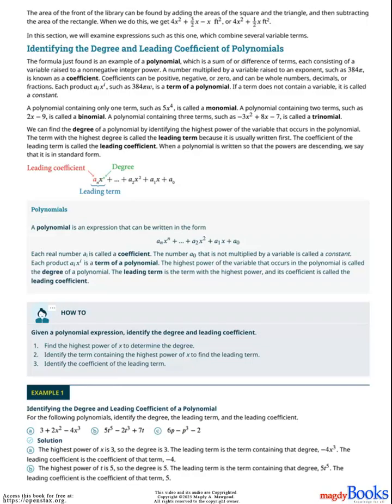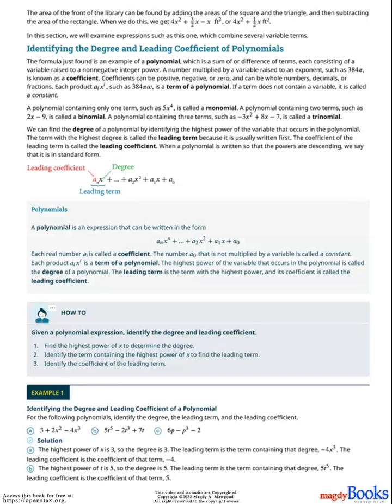Polynomials. A polynomial is an expression that can be written in the form a sub n x to the power of n, plus ..., plus a sub 2 x to the power of 2, plus a sub 1 x to the power of 1, plus a sub 0. Each real number a sub i is called a coefficient. The number a sub 0 that is not multiplied by a variable is called a constant.